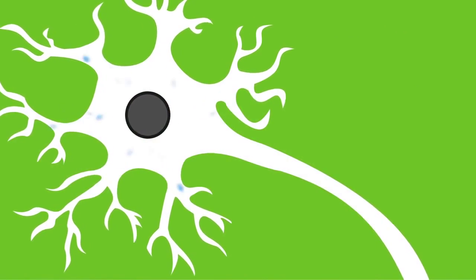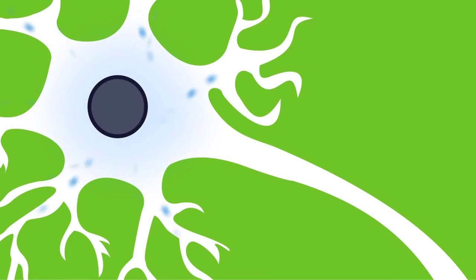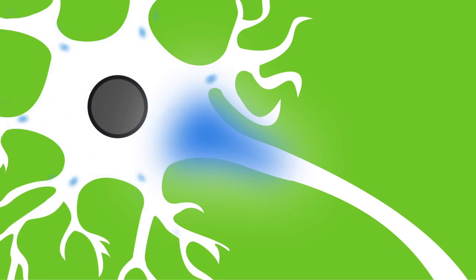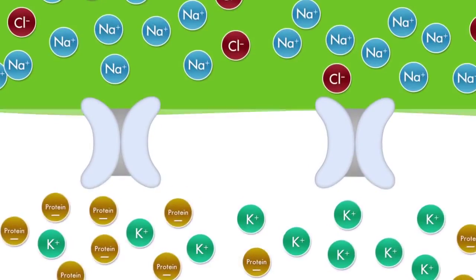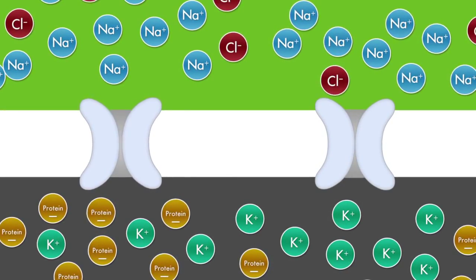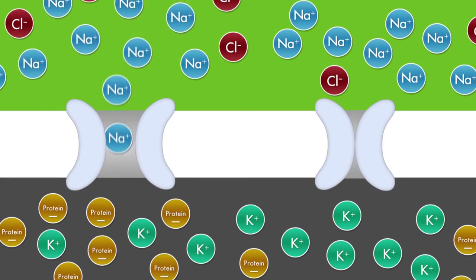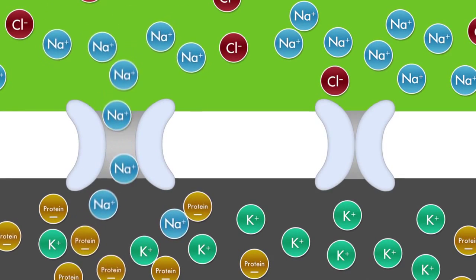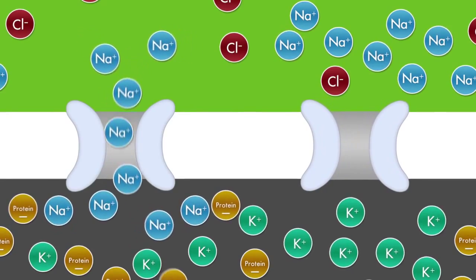If enough positively charged ions enter the cell, thereby resulting in more excitatory postsynaptic potentials, and the membrane potential reaches a threshold of excitation at the axon hillock, this will trigger an action potential. The action potential is essentially a brief increase in the permeability of the membrane to sodium, immediately followed by a brief increase in the permeability of the membrane to potassium.